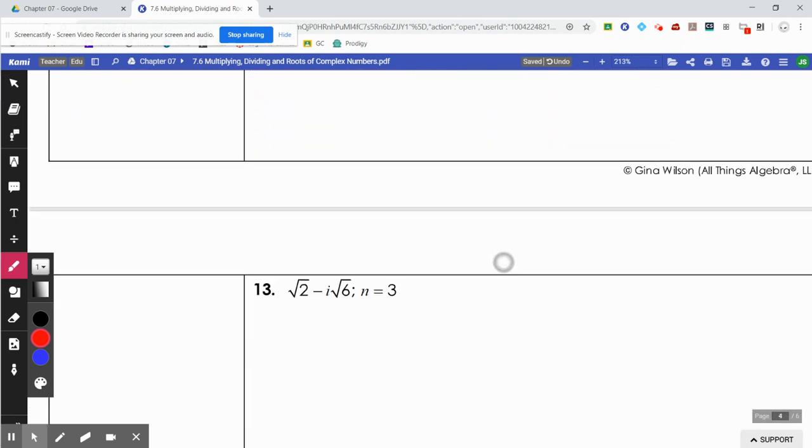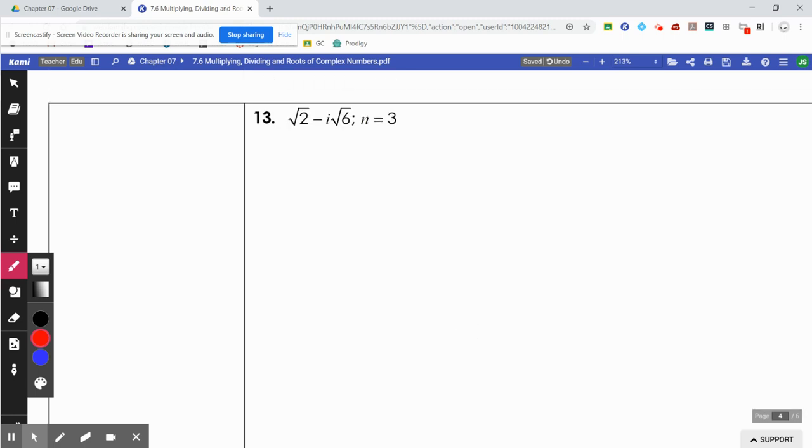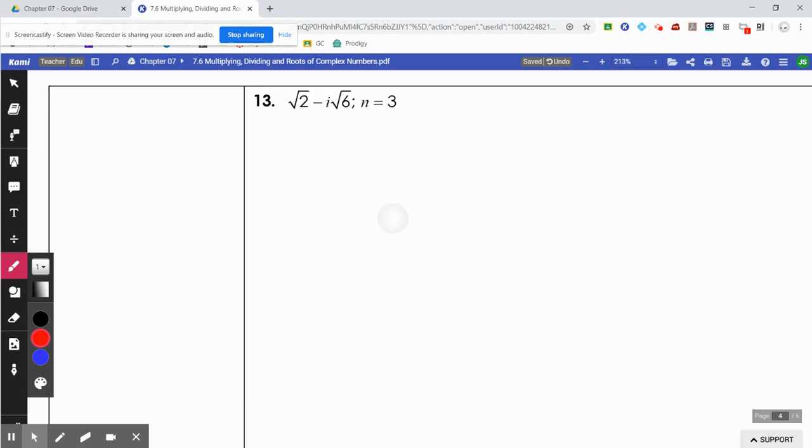Okay, number 13. I believe we got a couple more. Again, step number 1, we're going to write this in trigonometric form. We're raising it to the 1/3 power. We're taking the cube root, so we're going to raise it to the 1/3 power.